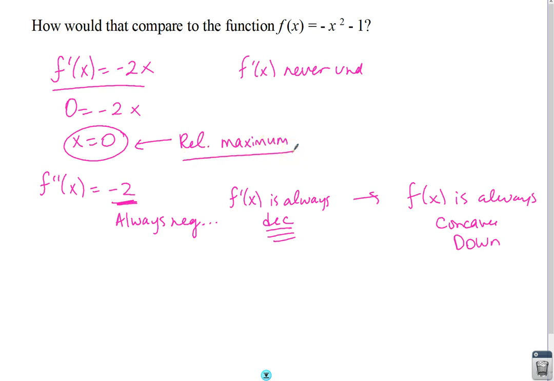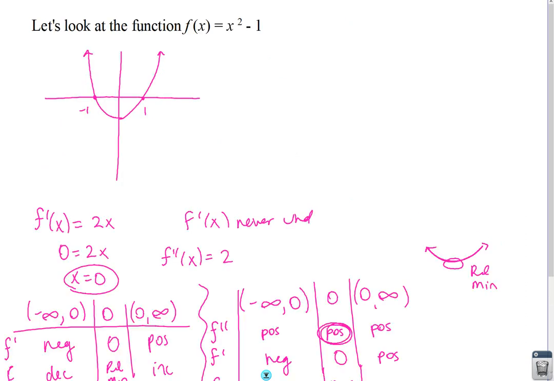Okay, I could do the whole chart and all the stuff that I did in the last page, but does that kind of make sense as to how we bring this all together? So, let me back up. If you plug your critical numbers into your second derivative and it's positive, that means your graph is concave up right here, so you have a relative minimum.